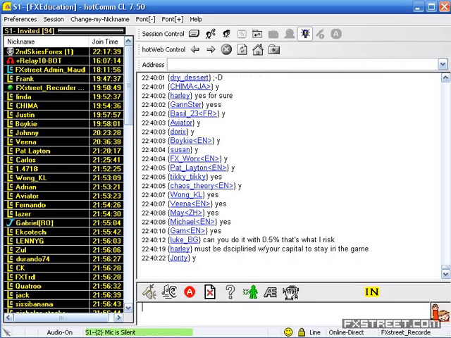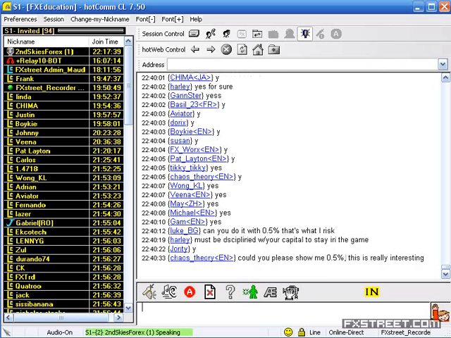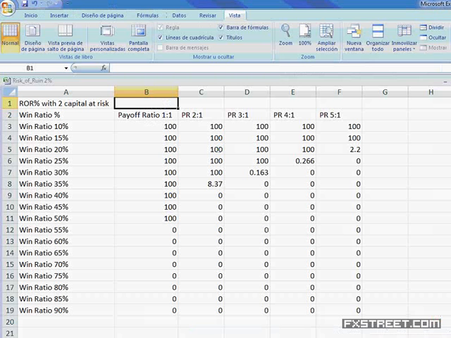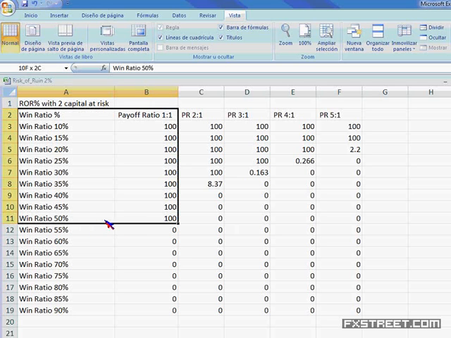Okay, great. Do you guys still see the new chart? Now look at the 2% model. If you have 2% at risk, you're 50% accurate, and you have a 1-to-1 payoff ratio, you have a 100% chance of blowing yourself up. But as soon as you hit 55% accuracy, you have 0% chance of blowing yourself up.